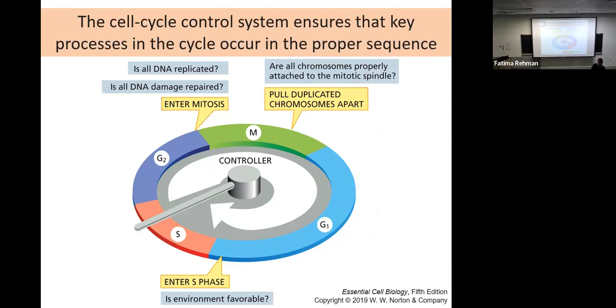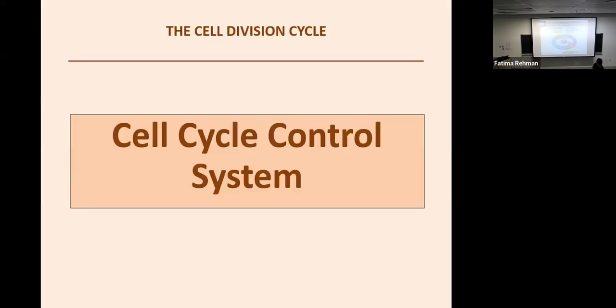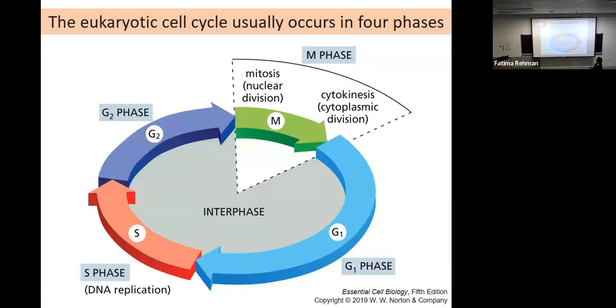Yes. What if it decides it should divide and it has 2 copies of chromosome? Say it again. What does it do if it decides to? So it's completed synthesis and it has 2 sets of DNA, but it just decides it shouldn't divide. But there is no reason to divide, it will hang out. It will just hang out.